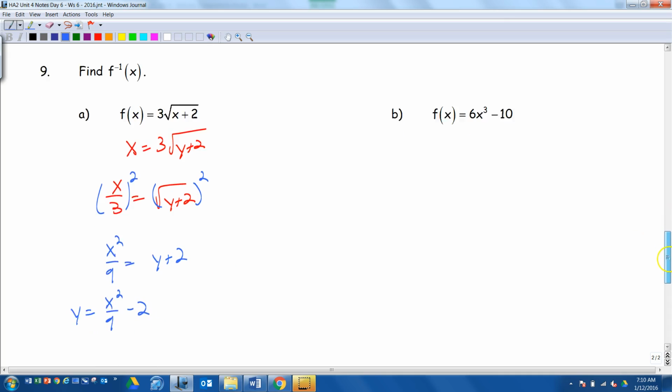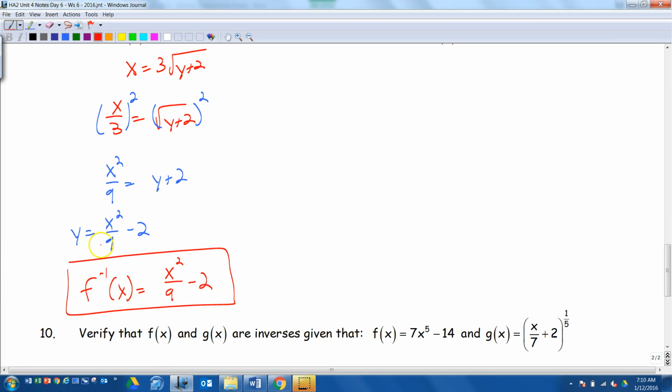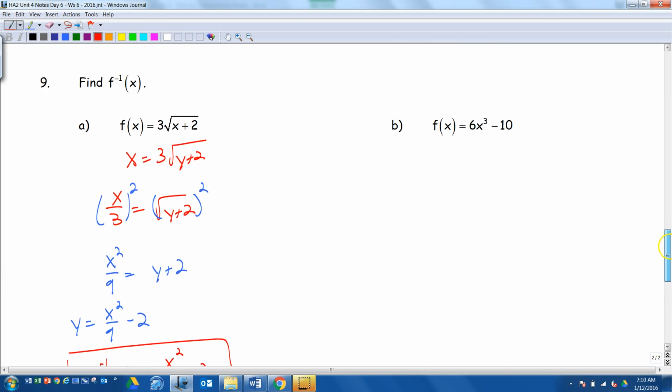And then remember, since I gave it to you in function notation, the actual answer is f inverse of x is equal to x squared over 9 minus 2. Alright, so that's that one.